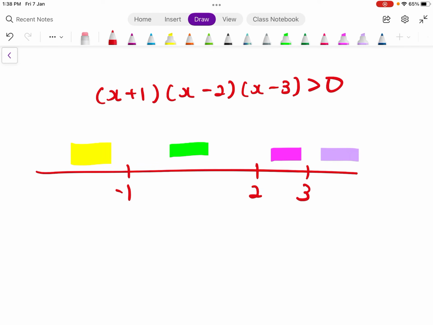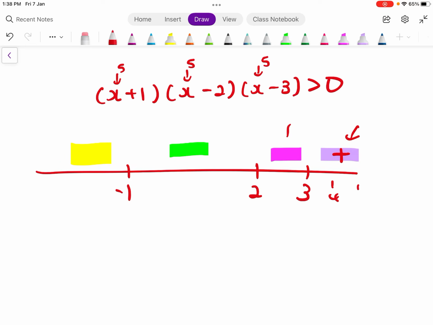I will determine the very right-hand side region first, which is this. You substitute any number that is more than 3, because in this region you can have 4, 5, and so forth. So you substitute maybe 5 for simplicity's sake. When you substitute 5, you notice that 6 multiplied by 3 multiplied by 2 is always positive, so it's positive.